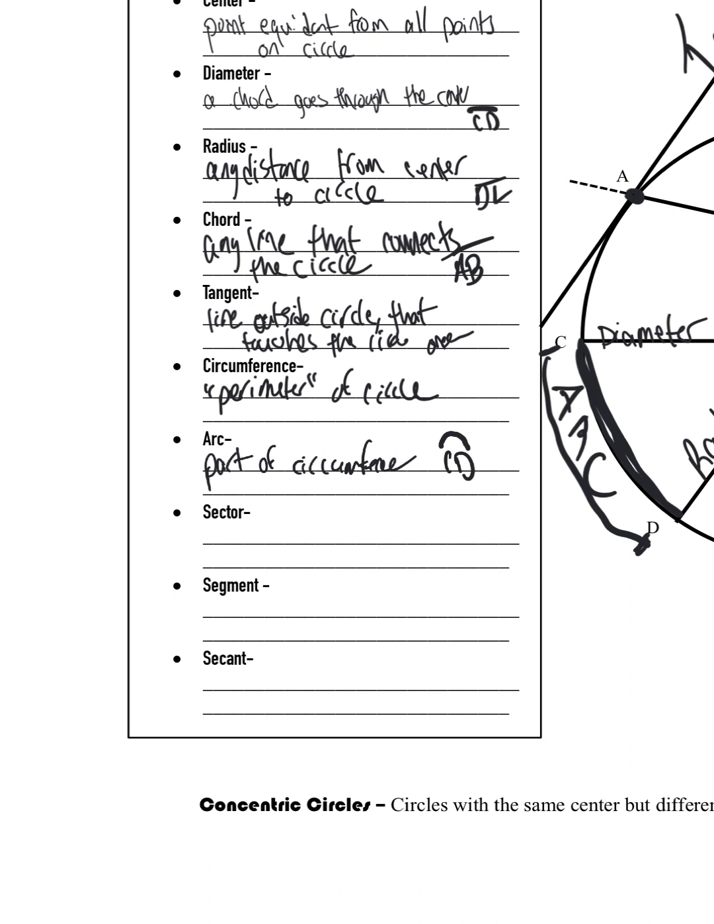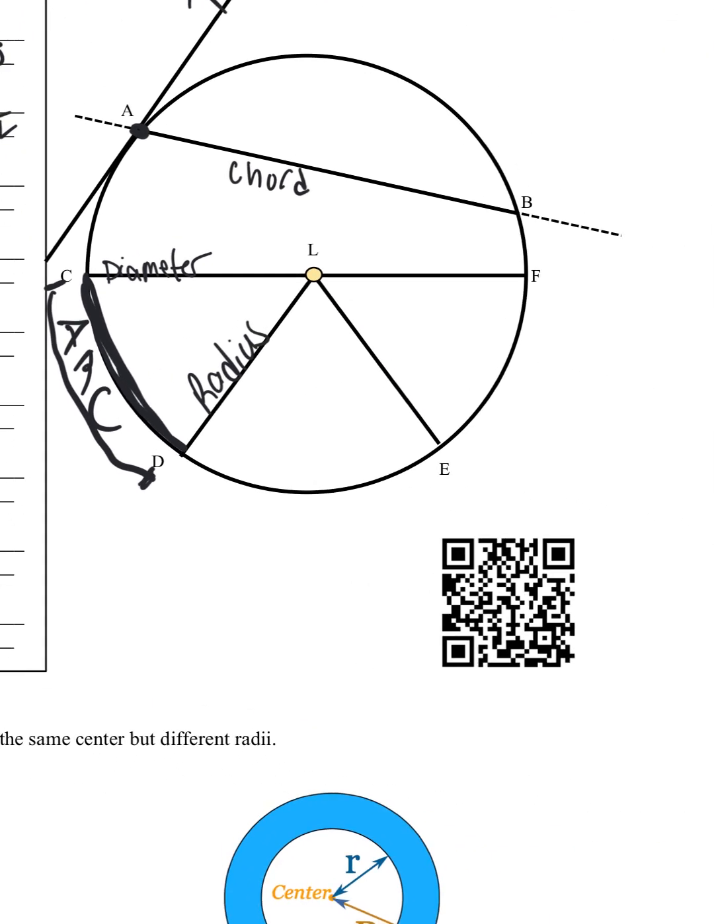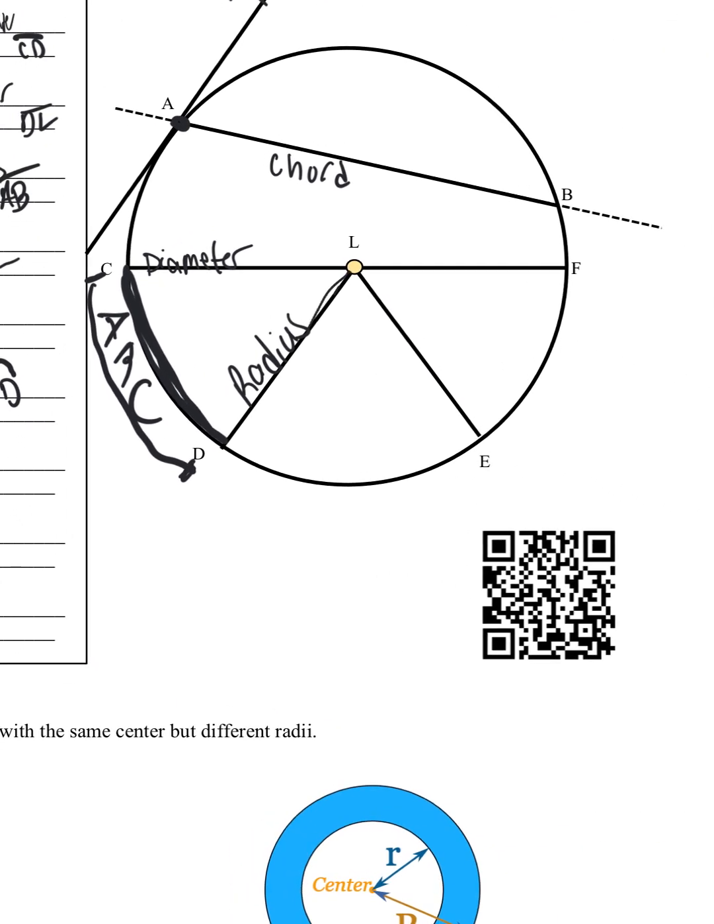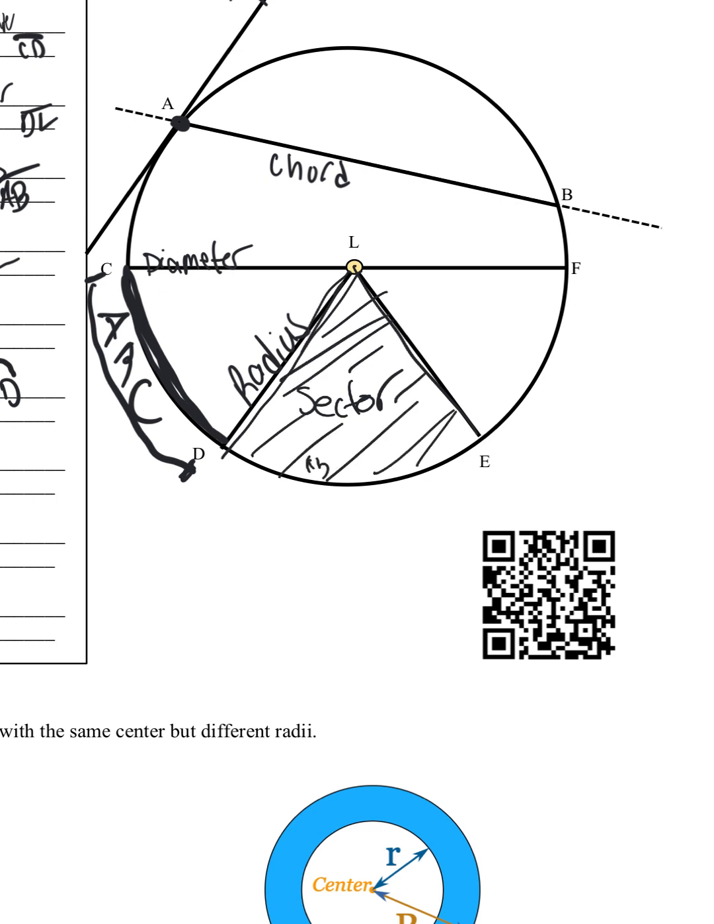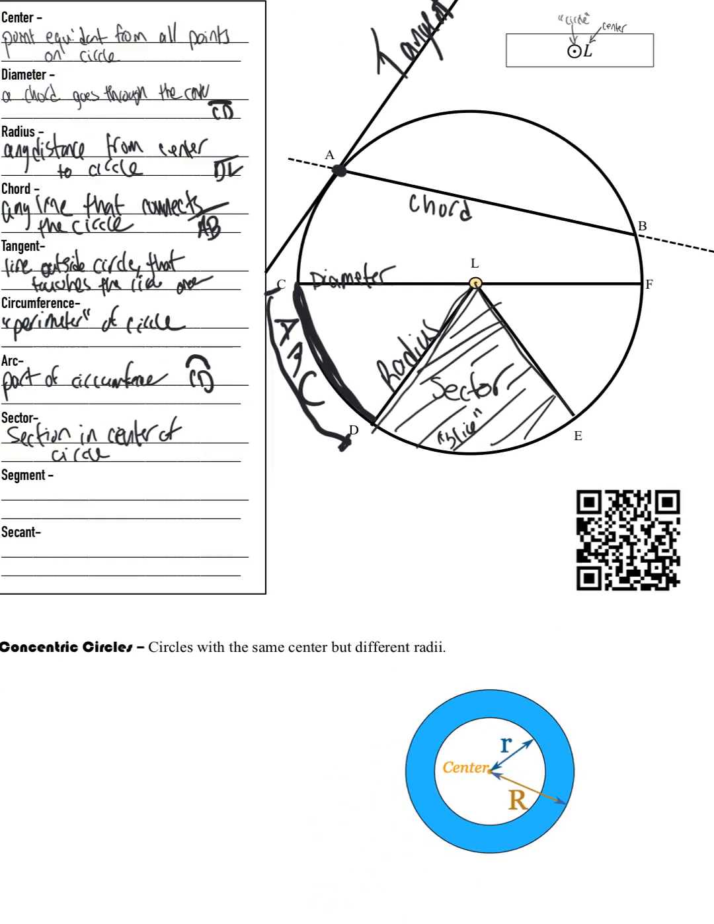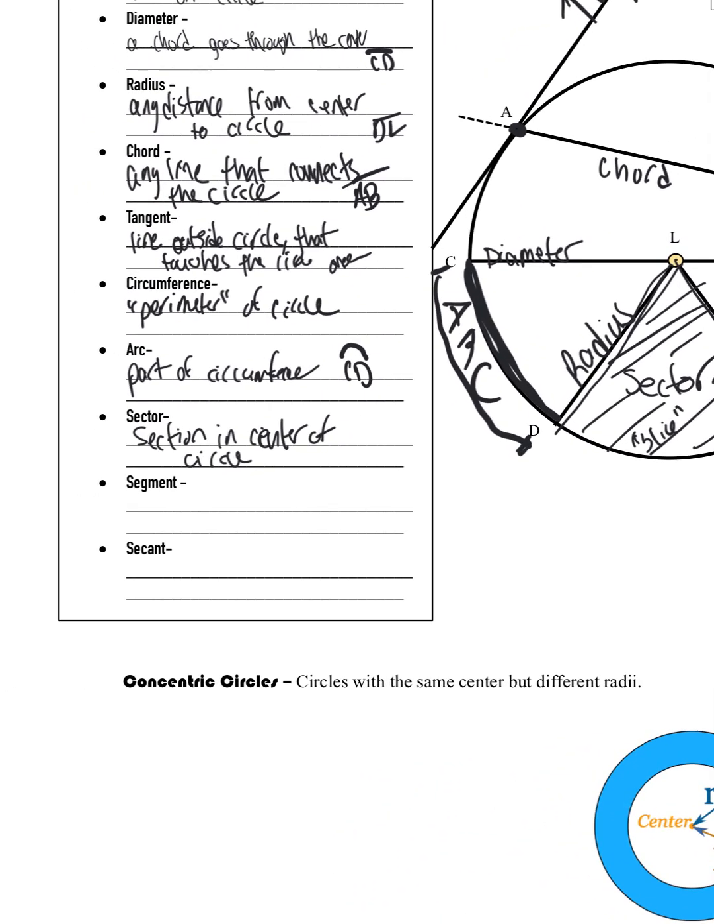Now a sector is what I'm going to just refer to as a section in the center of the circle. So it basically starts from the center out. So this whole thing is what we would call a sector. So I think of it as like a slice, because it kind of looks like a slice of pizza or pie.